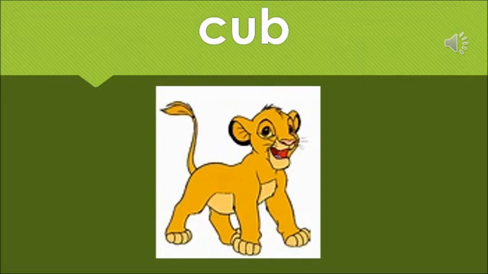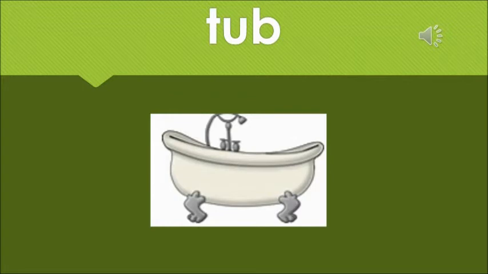Now, moving on to the next one. Tub. T, ab, tub. Sound of T is t and ab is tub. So tub is a container with a flat surface. Many of us use it to have a bath. So it can be called a bathtub also. And even to wash your clothes, there are tubs. Now the next one is rub.